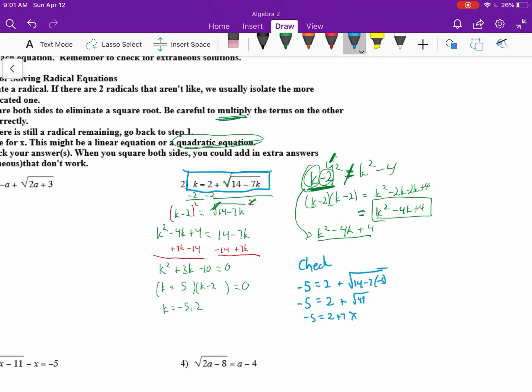Now let's try 2. We'll put 2 into the same equation. 2 equals 2 plus the square root of 14 minus 7 times 2. That looks like it's going to work out because 2 equals 2 plus the square root of 14 minus 14, which is 0. That works. Our answer is just k equals 2.